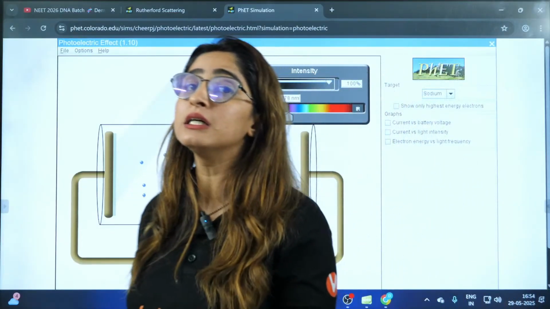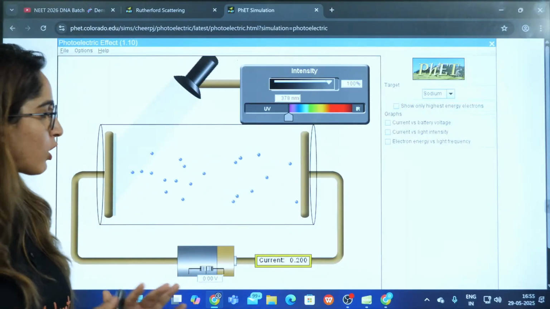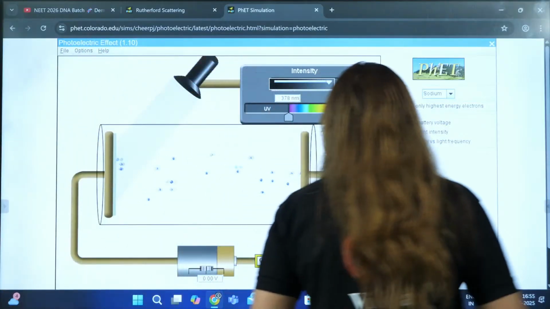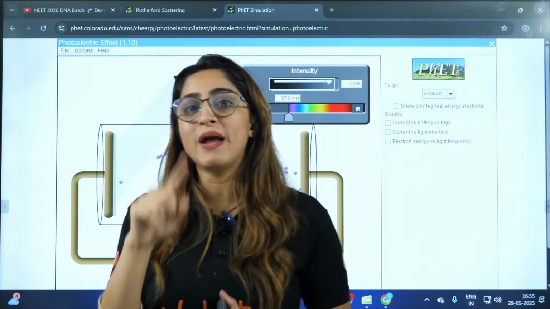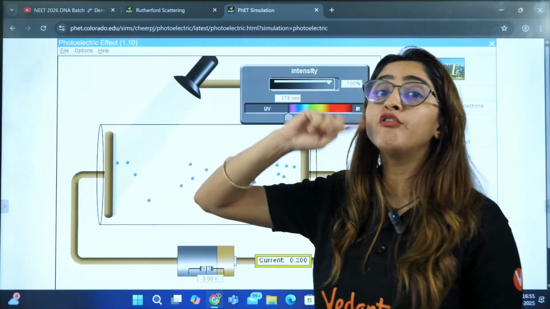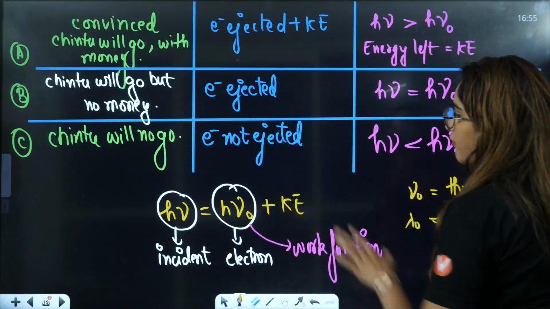That is called the photoelectric effect, right? Now we will study the graph, right? First thing is how the metal plate, if you change this metal, how the work function will change. Work function means this is the work function.